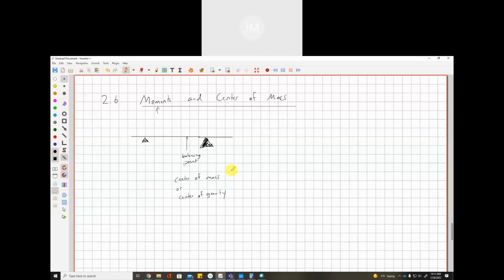And we're trying to find the center of mass. What makes things difficult is not this thing here where I just have two objects, right? Then it's pretty easy to find the balancing point.